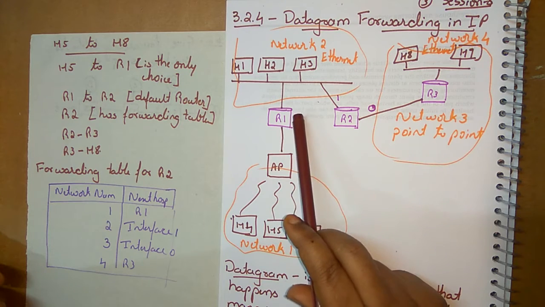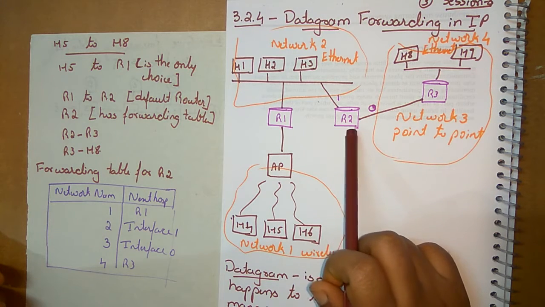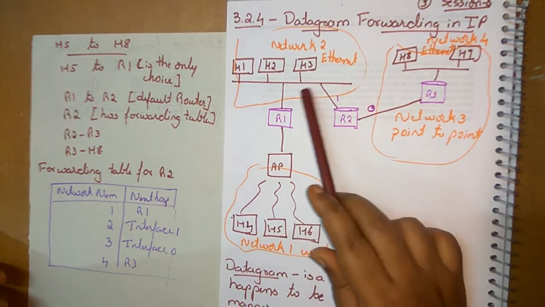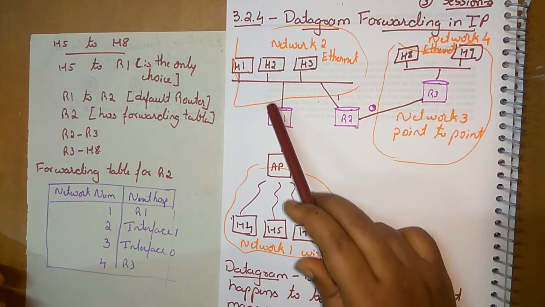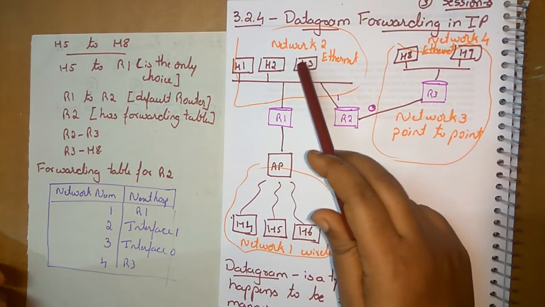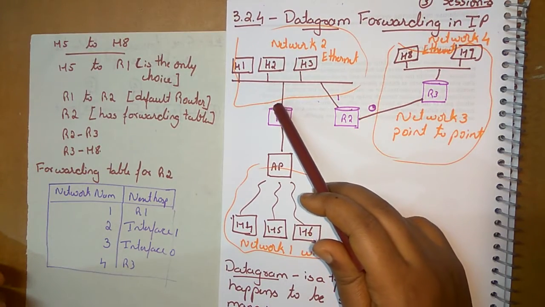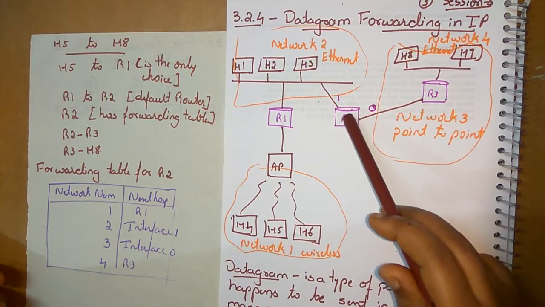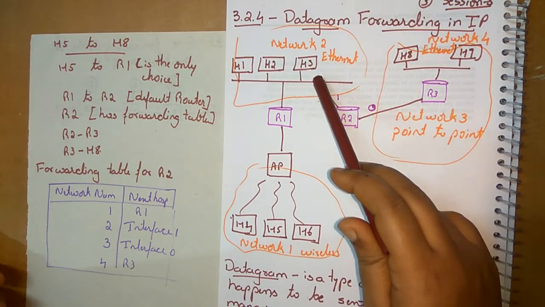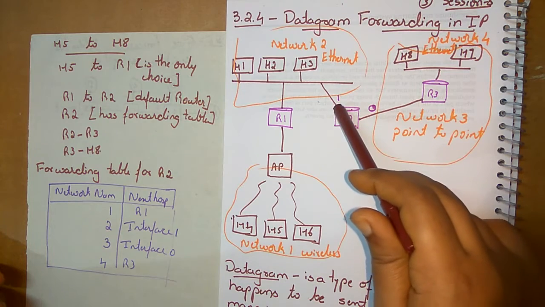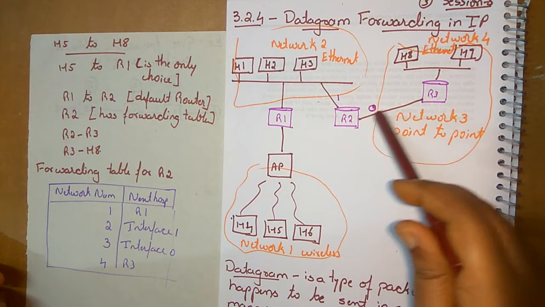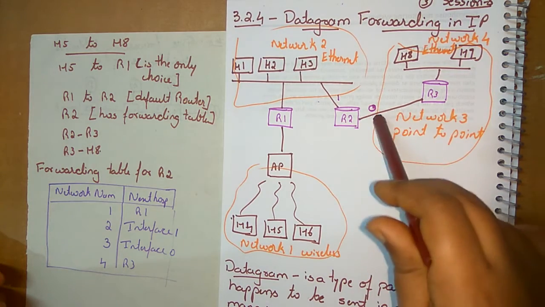If H8 is not there, it will go to router 2, which is the default router for the network. If it is not there in R1, I cannot send it back to R1. I have to forward it to R2 through interface 1. Interface 1 is nothing but a port number, or path number, which we discussed earlier.